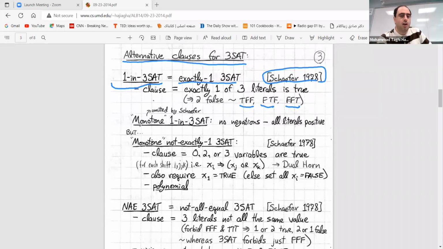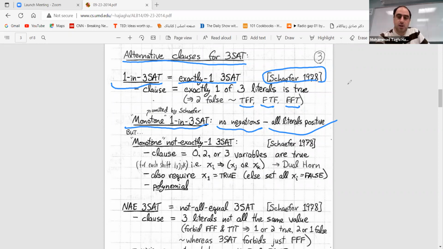There is another version called monotone 1 in 3 SAT. Here, we don't have any negations. All literals are positive. So essentially, we had exactly 1 in 3 SAT, where one of them should be true. Of course, if we don't have the 1 in 3 assumption, and you put everything positive, then you set everything true and you will satisfy it. However, monotone 1 in 3 SAT means that there are no negations, all of them are positive, but in each clause, only one of them should be true.